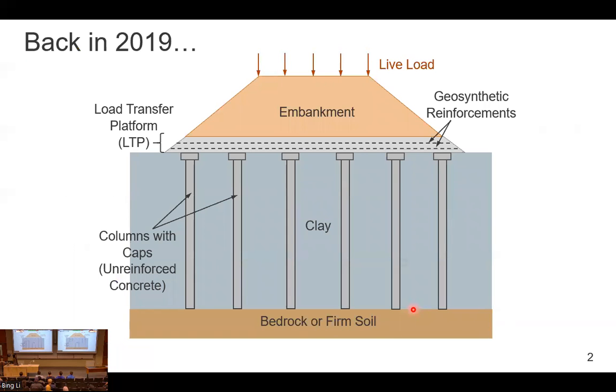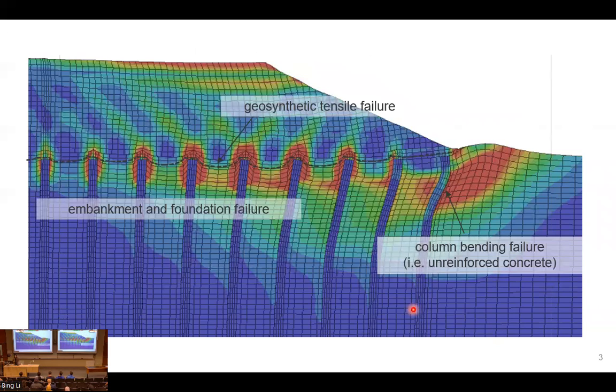Okay, so back in 2019, I finished my PhD dissertation. It was on designing column-supported embankments. So this is used in transportation infrastructure, and then there were gaps in the design methodology. And one of these gaps I was trying to address had to do with embankment stability. So I used 3D finite difference analysis to look at the different ways this type of embankment can fail.